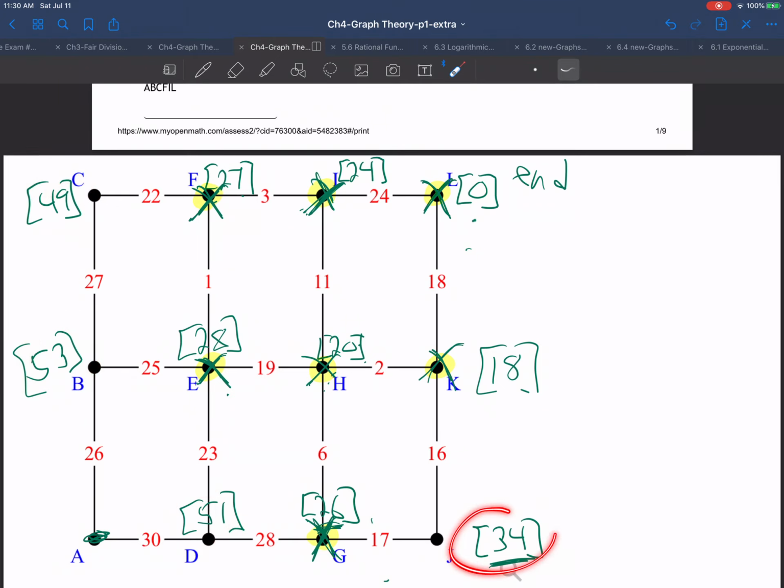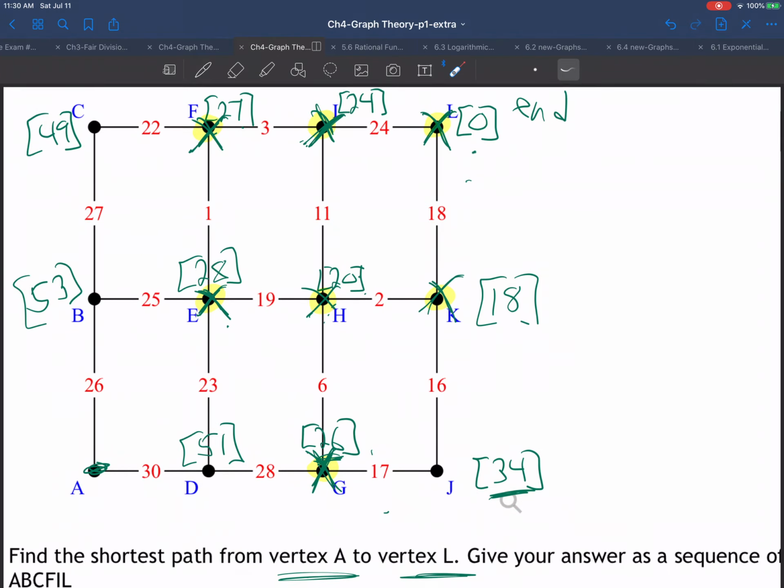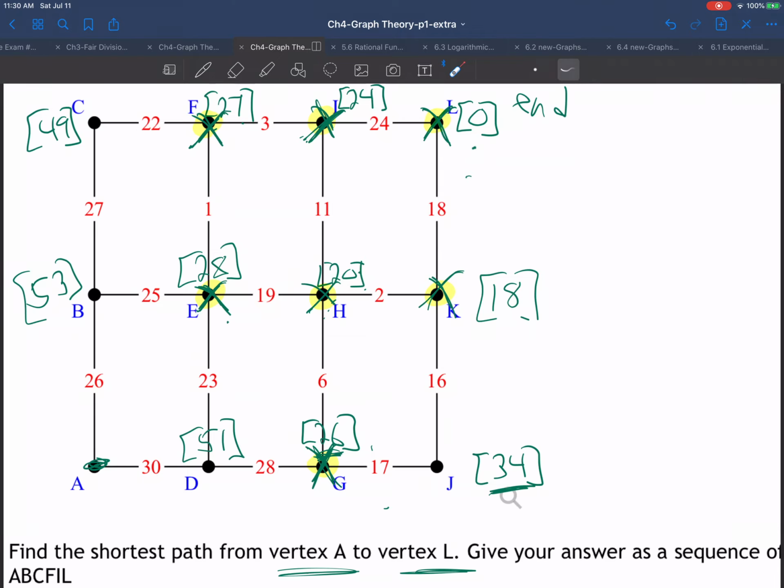So 34. 34, that's weird that we're jumping way over there to J. So let's go over there. That's the current vertex, J. Look at all roads coming into J, this one and this one. 34 add 16, no way, that's way higher than 18. Forget about it. 34 add 17, no way, that's way higher than 26. So forget about it. None of these roads are beneficial at all. J's done. We didn't make any changes.